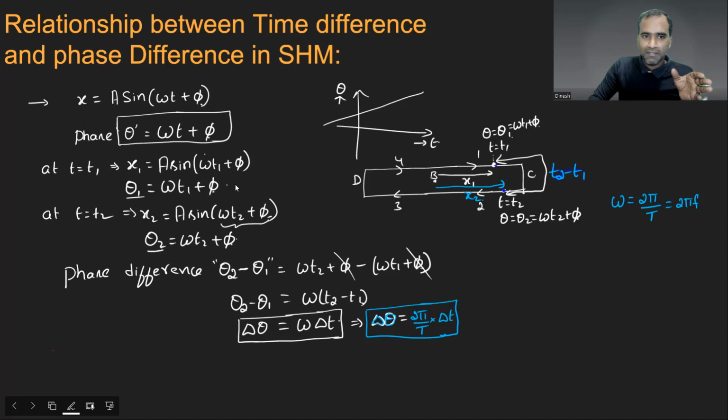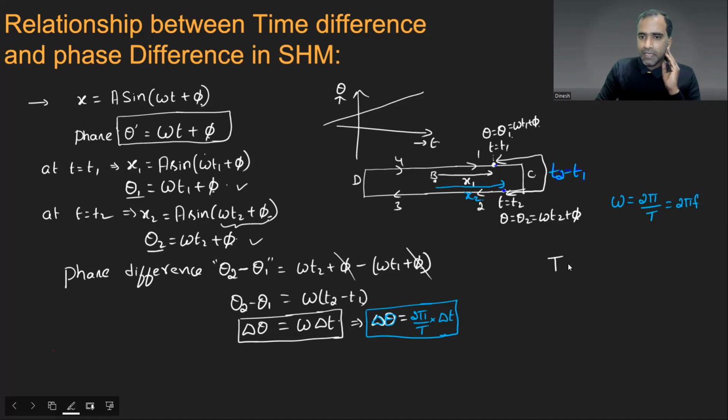I've analyzed the phase at some time and another time, and I've taken the difference. What I've done is a very simple thing. I've taken the phase at 2 different points, and I've taken the difference between the phases. Once we have taken the difference between the phases, we got a relation between time difference and phase difference. Let us analyze with common sense also.